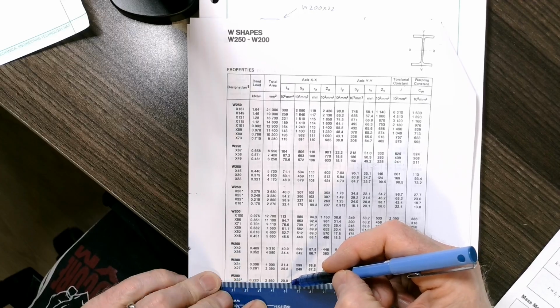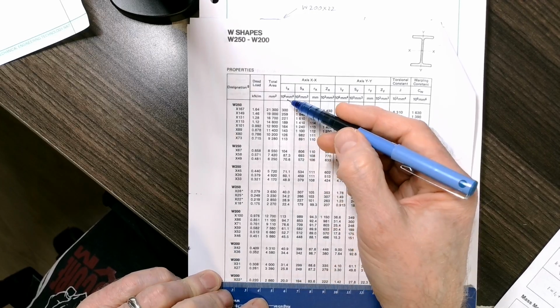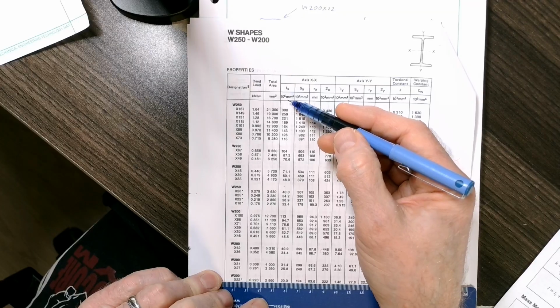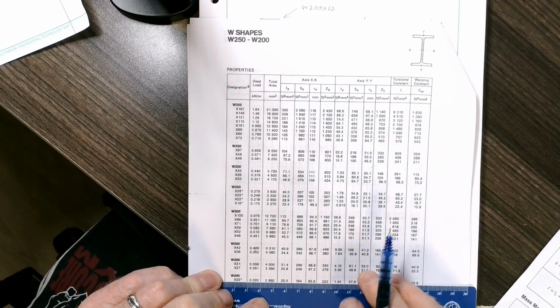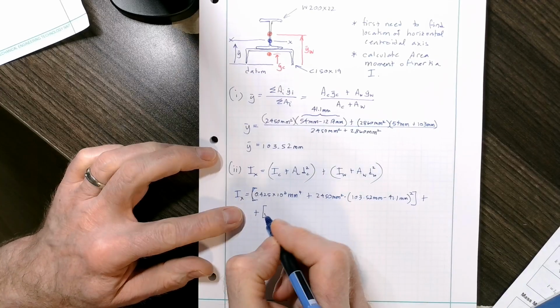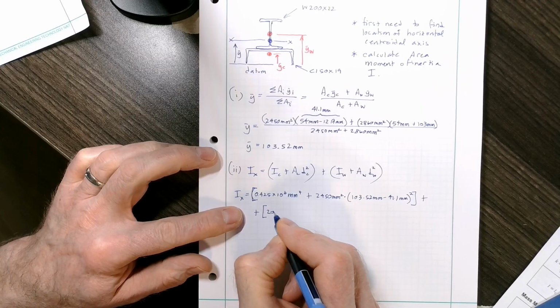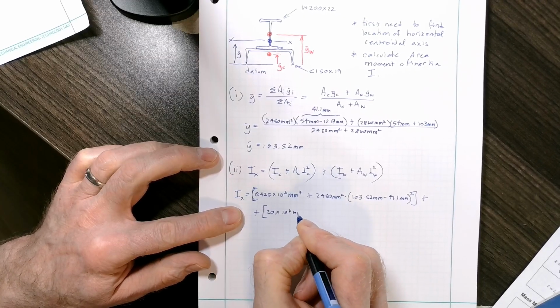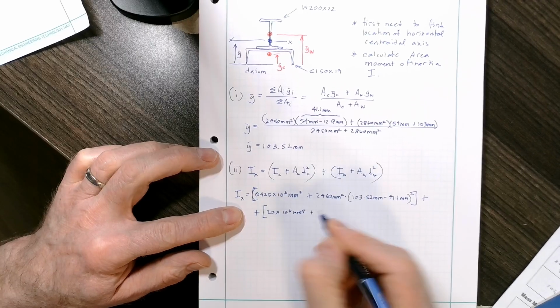20 times 10 to the 6. Do not forget the 10 to the 6. You'd only be out by a factor of a million. 20 million. All right? The I value of the wide flange by its lonesome is 20 times 10 to the 6 millimeters to the fourth, plus the area of the wide flange.